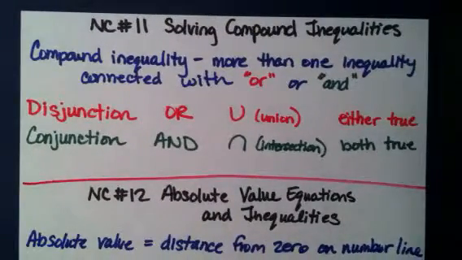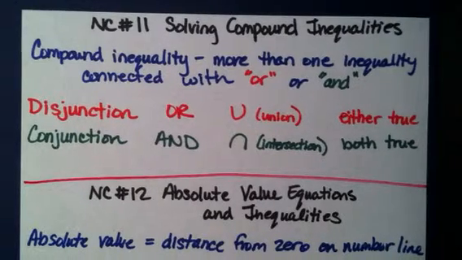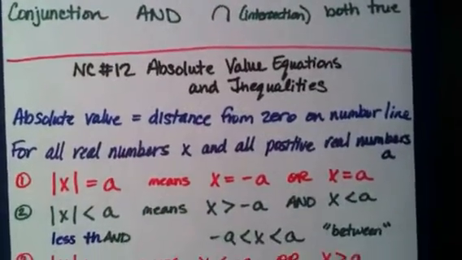Note card number 11, we covered solving compound inequalities. A compound inequality is more than one inequality connected with the word or the word and. A disjunction uses or. We may also see a capital U, which stands for union. It means that either item can be true. For a conjunction, we use the word and, an upside down U, which means intersection, and both parts have to be true.